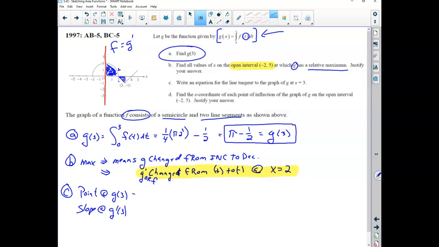Well, what's my point at 3? Didn't we find that in part 1? We found g of 3, comma, that was going to be, comma, pi minus 1/2. It's an ugly ordered pair, but that's okay.